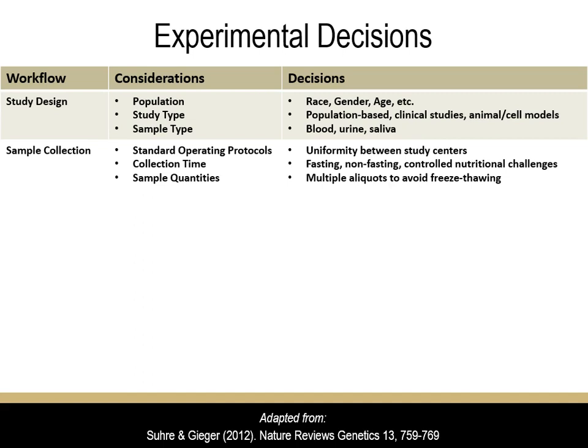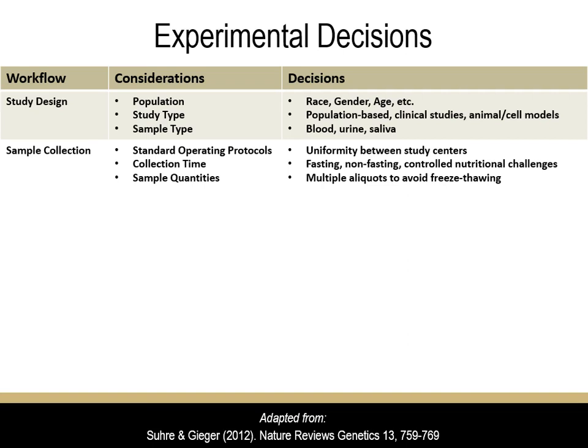You also want to think about your sample collection. And so this is actually quite important, and my colleague will show some case studies for the second half of this, where you can really see that this makes or breaks your analysis. Collection time is also important, so you have to think about whether you want all your subjects to be fasting or non-fasting, if you want to control for the nutritional challenges, but also sample quantity.